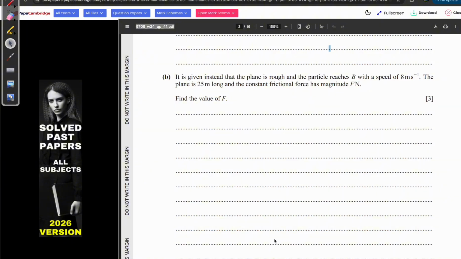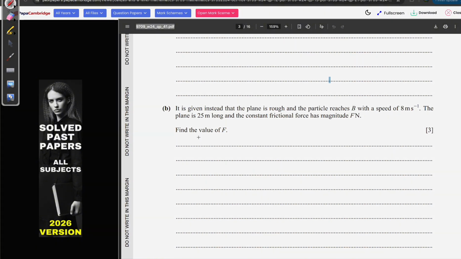Part B, it is given that the plane is rough, so we cannot do conservation of mechanical energy. It is given that the plane is rough and the particle reaches B with a speed of 8 meters per second. The plane is 25 meters long and the constant frictional force has a magnitude F Newton. Let me just draw the plane again.